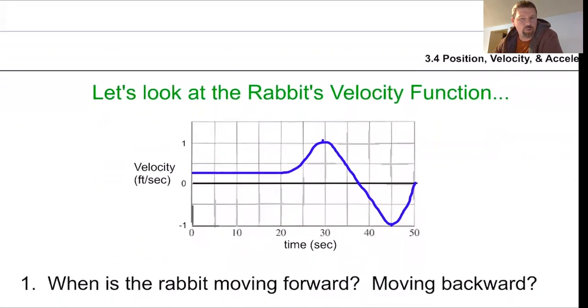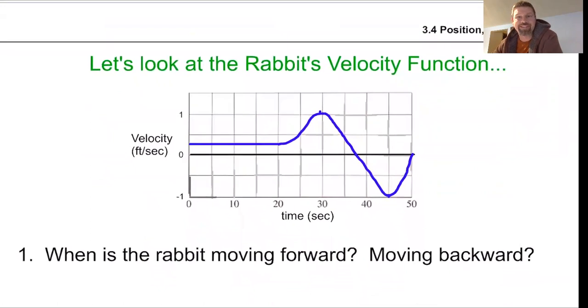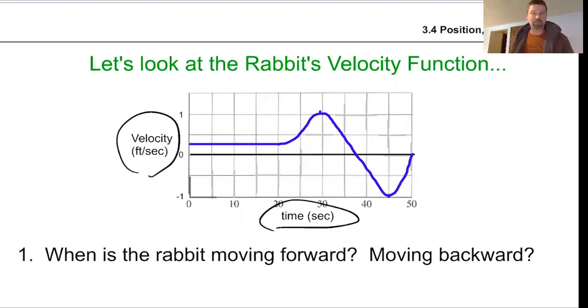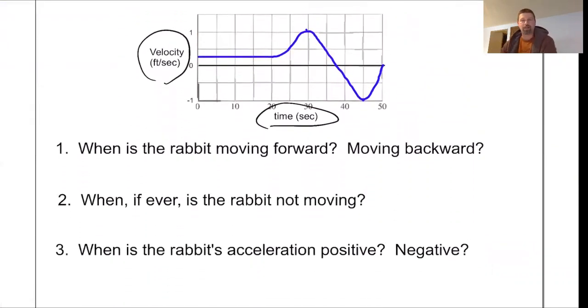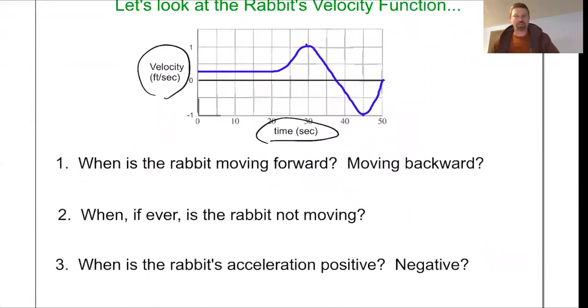Be careful of what graph you're looking at. This is not a position function anymore. This is a velocity function. I can tell it's a velocity function because it's measuring velocity over some given time, right? A velocity function gives me velocity. So be careful of what the questions are asking you. I'm going to pause here again and see if you can answer these questions. Actually, you pause it. I'm going to keep talking.